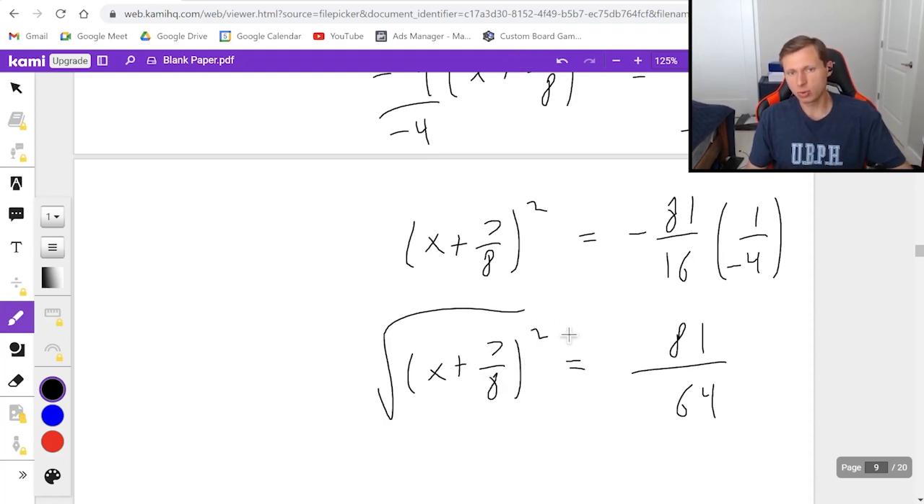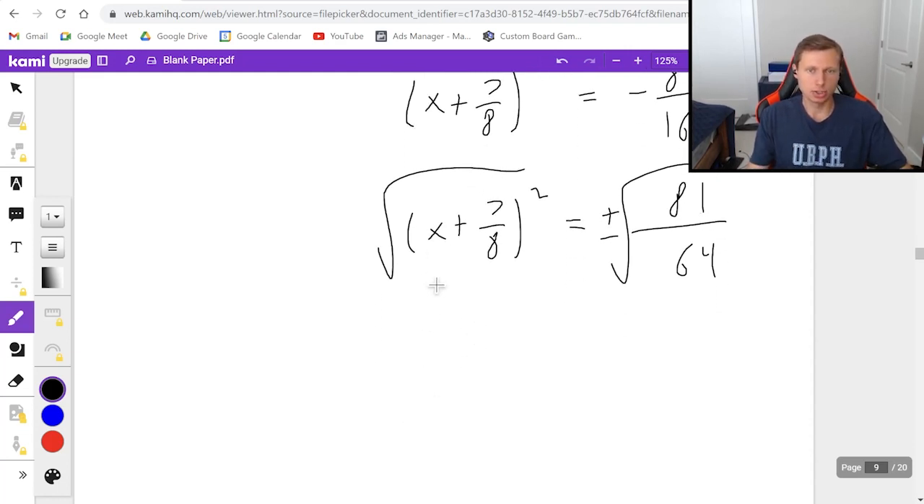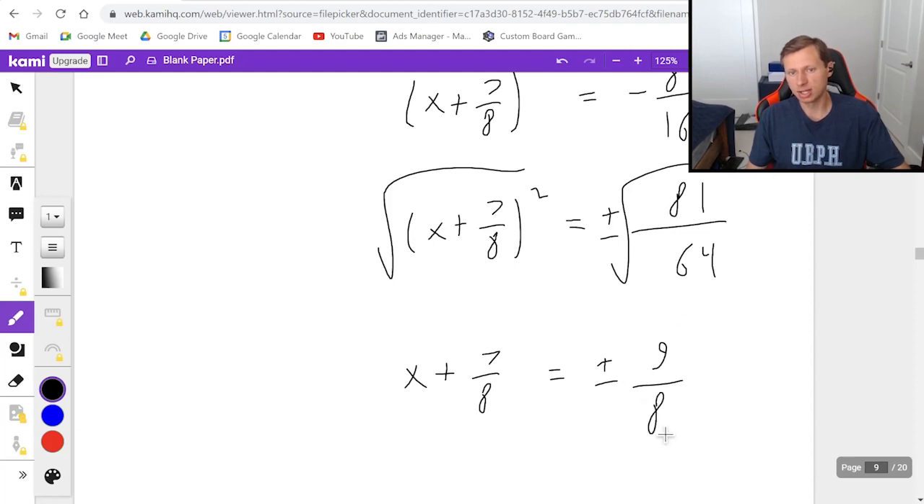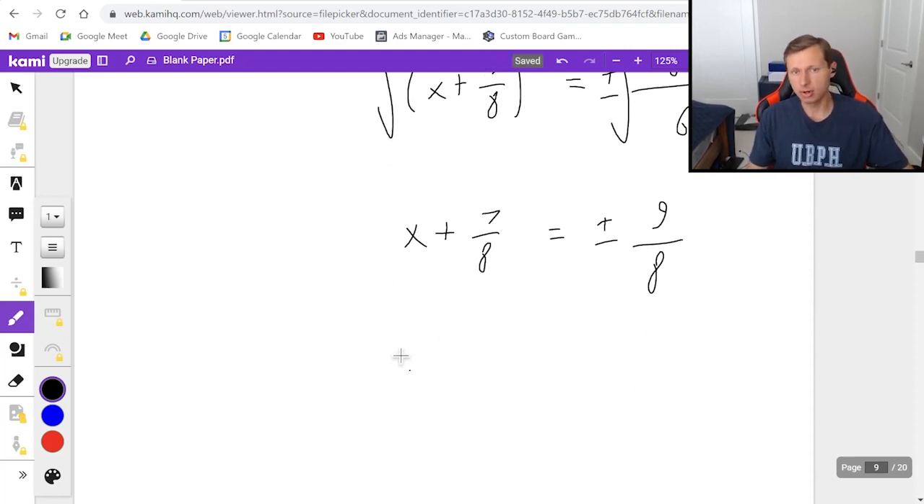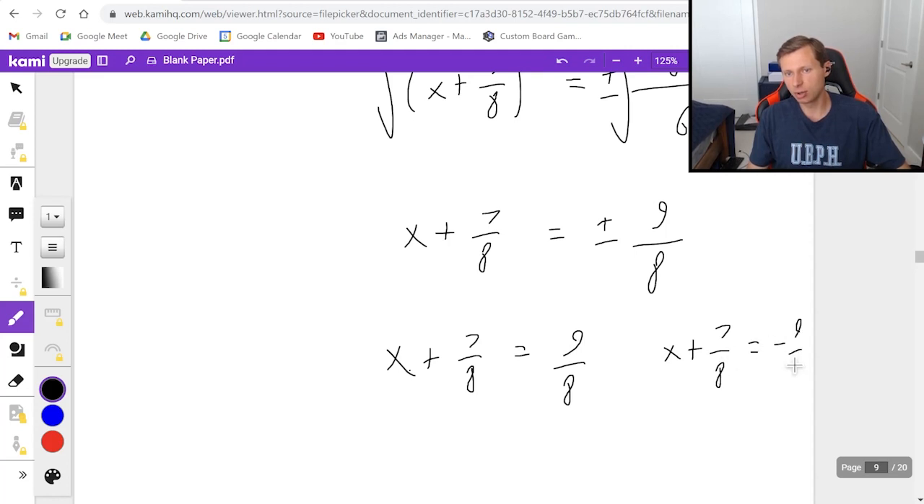So now I'm going to take the square root of both sides, and again, when I take the square root, it's plus or minus. The square root and the squared cancel, leaving me with x plus 7/8. On the right side, I have plus or minus the square root of 81, which is 9, over the square root of 64, which is 8. And so now we're very close. x plus 7/8 equals 9 over 8, and x plus 7/8 equals negative 9 over 8.